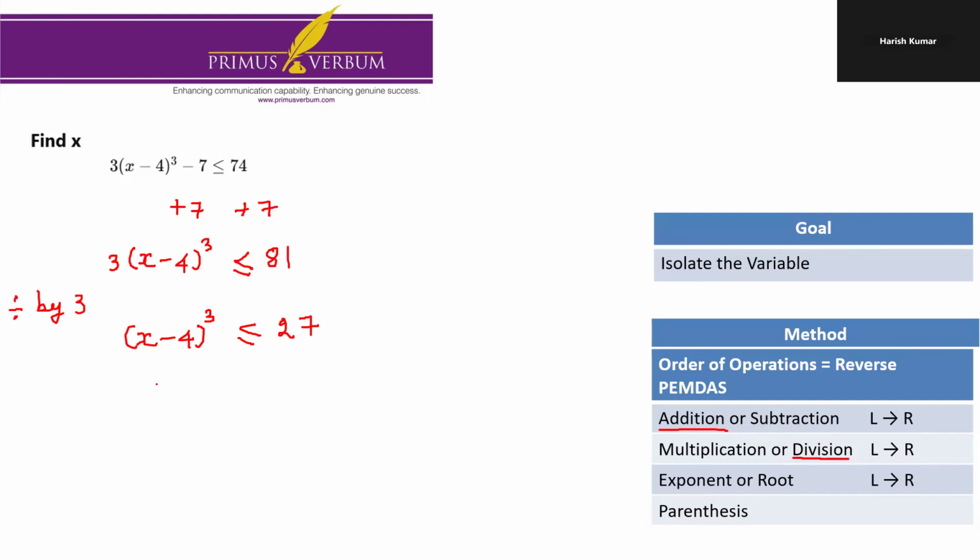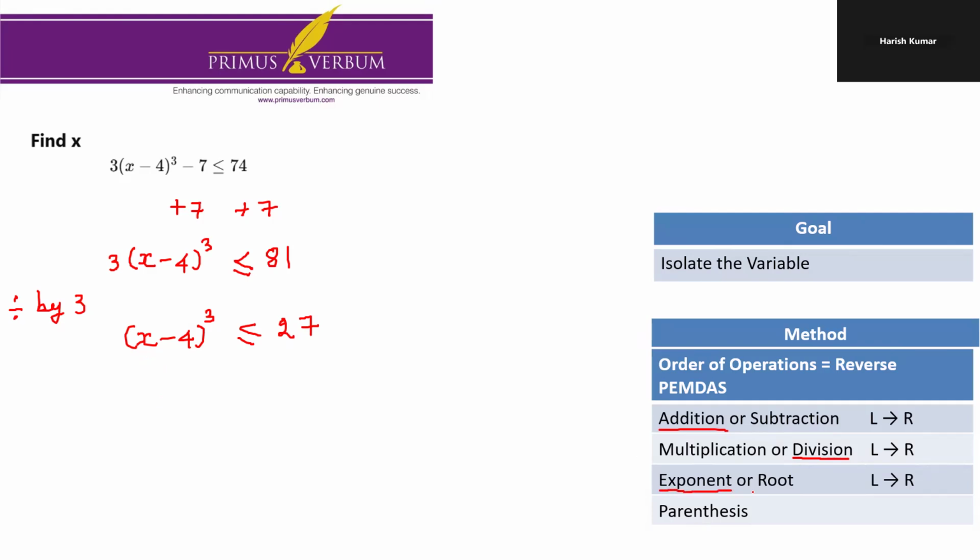Okay. And next we have this x minus 4 within the parenthesis, and the whole thing is raised to the third power. Now x is inside the parenthesis. We have to get it out of the parenthesis. We have to isolate x. That's our goal. But as per the order of operations, we cannot as yet touch the parenthesis.